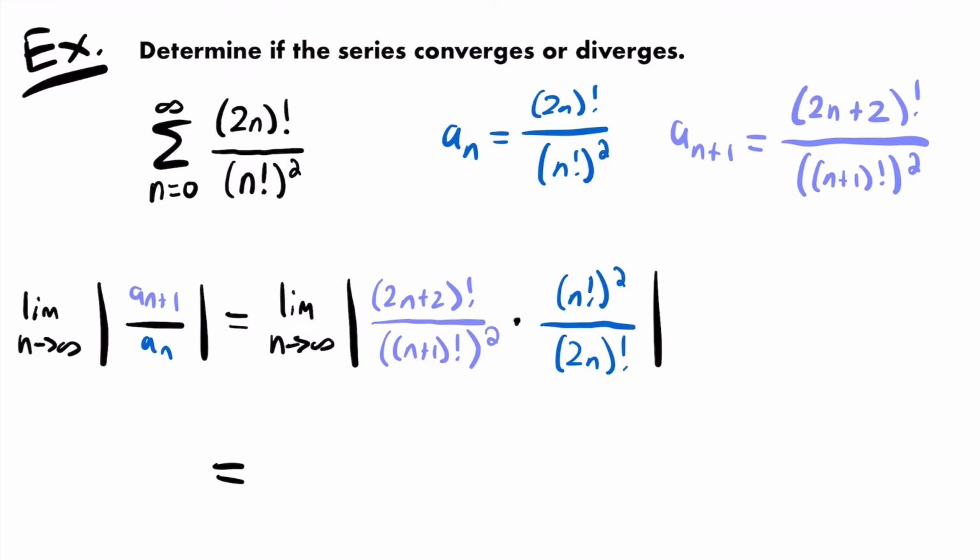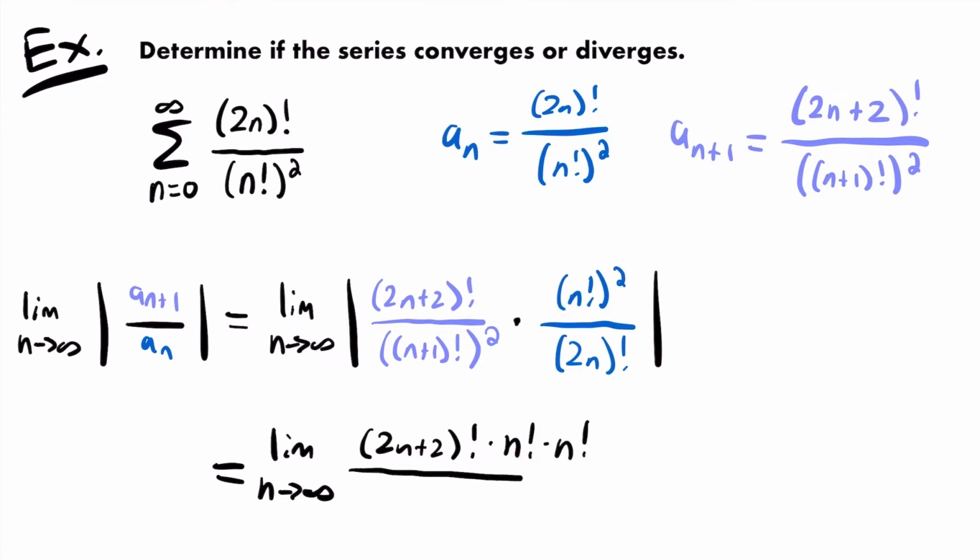What we can have is that this is equal to the limit as n approaches infinity of the absolute value of this expression. But by the way, we don't need those absolute value bars because all of our values of n are from 0 to infinity, which are all positive, and the result of a factorial is always going to be positive. But we will have 2n plus 2 factorial, and then I'm going to rewrite n factorial squared to just be n factorial times n factorial, right? That is the same as n factorial squared. Now in the denominator, I'm going to do the same thing for n plus 1 factorial squared. We're just going to have n plus 1 factorial times itself, and that will be multiplied by 2n factorial.